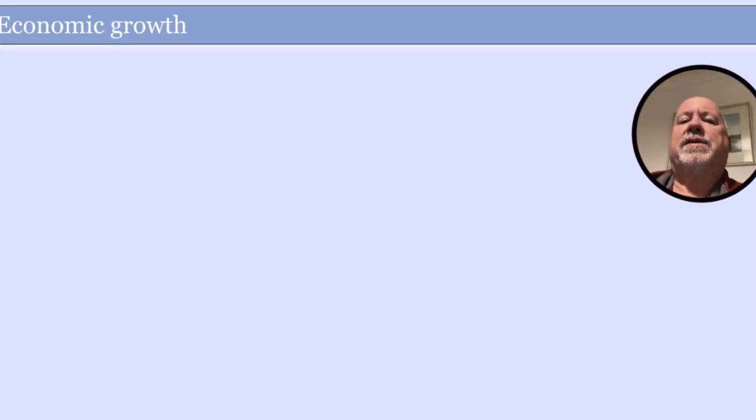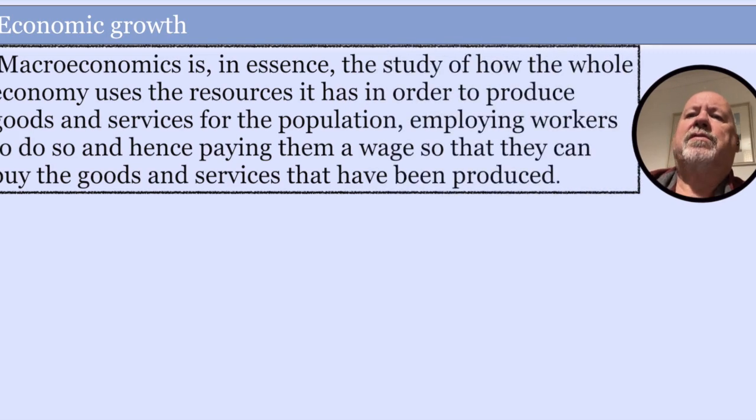Okay, so in this video, we're going to look at economic growth and living standards. Economic growth is usually the first thing that we consider in macroeconomics. Macroeconomics is, in essence, the whole economy. It's not individual markets, that's microeconomics. It's the whole economy using the resources that it's got: land, labor, capital, machinery, vans, coal, iron ore, etc., to produce goods and services.